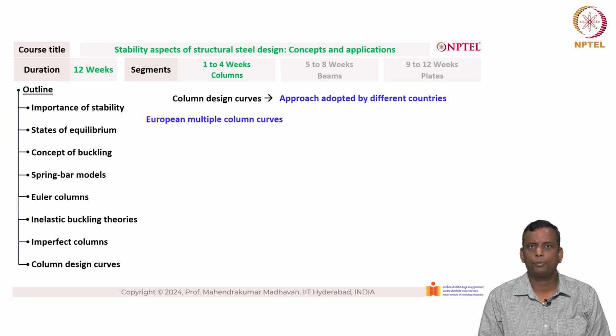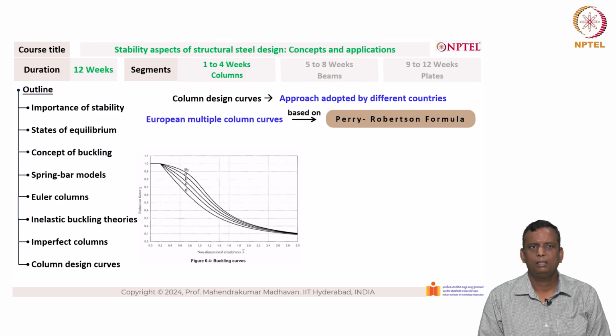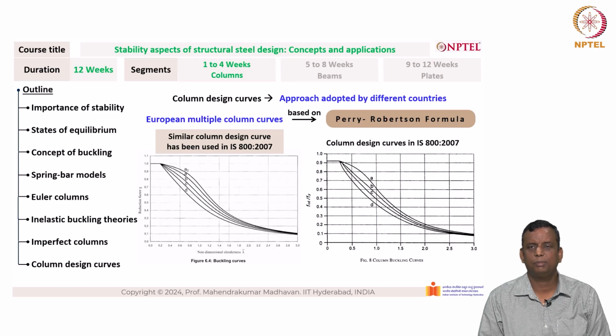We will talk about European multiple column curves, which is based on Perry-Robertson formula. The one on the left hand side is basically the column curve, which has 5 different column curves, A0, A, B, C and D. IS 800 uses a similar type of column design curve, which you can see on the right hand side, but instead of A0 to D, we have A, B, C, D on the right hand side.